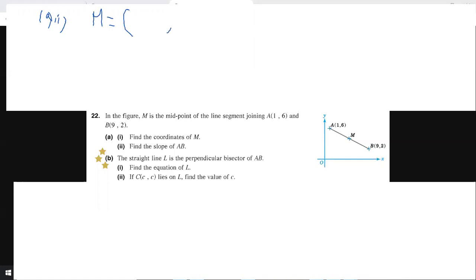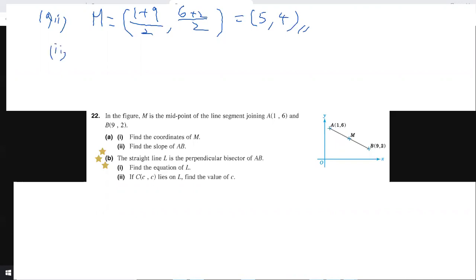So that will be 2 coordinates, right? Okay, x coordinate, y coordinates. X coordinate is calculated by adding 1 plus 9 together and then divided by 2. Okay, that is the midpoint. And then the y coordinates is by adding their y coordinates together divided by 2. Okay, and then just do the calculation. I think it should be equal to 5 and 4. So that is the answer of A1.